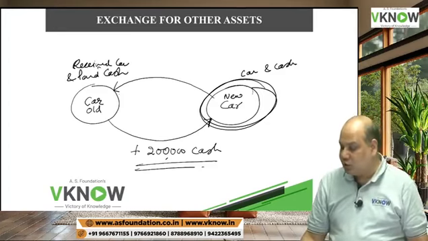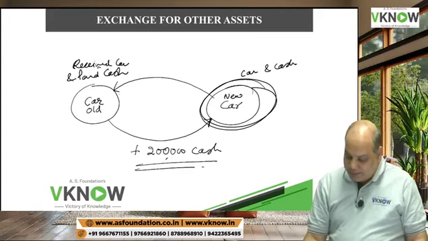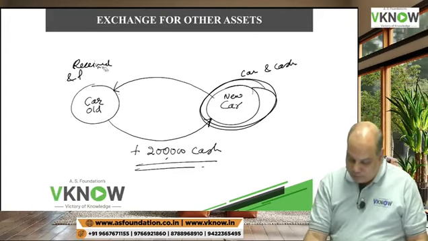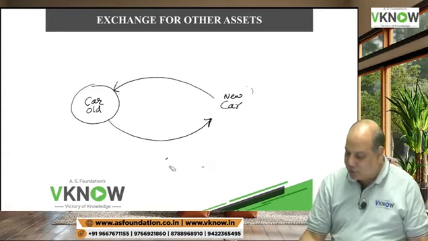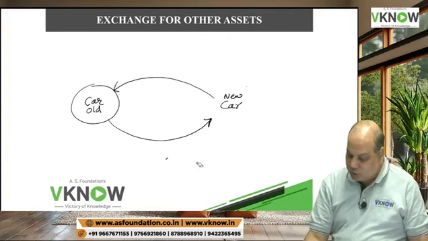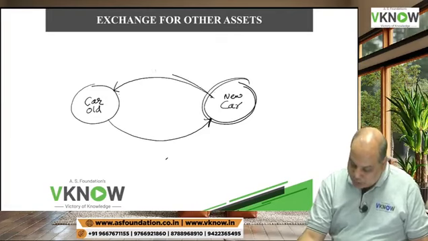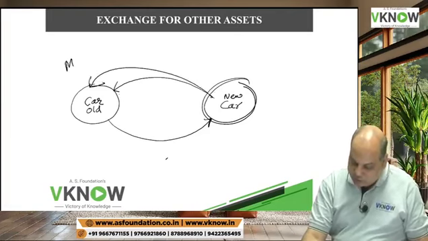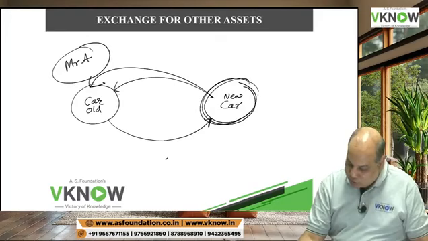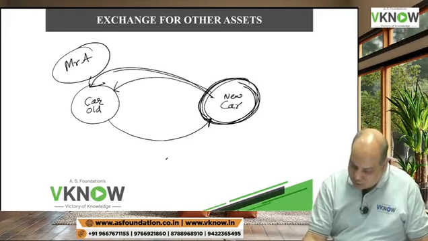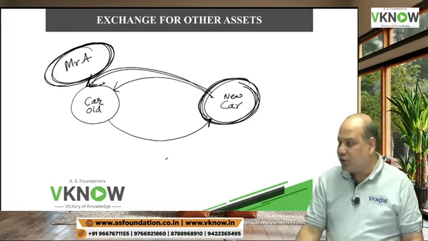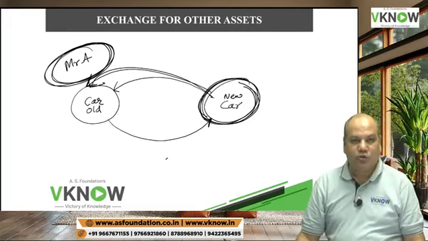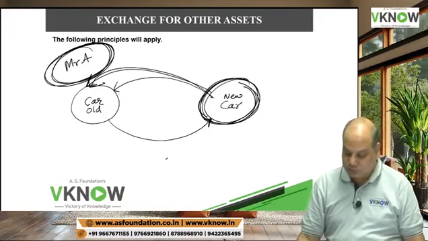So now the student is asking how to do the accounting. So we have to refer to the guidance given by this standard. The issue is how this asset which is acquired, let us say by Mr. A, will be recorded in the books of Mr. A. If you have understood the issue, you will understand the discussion.